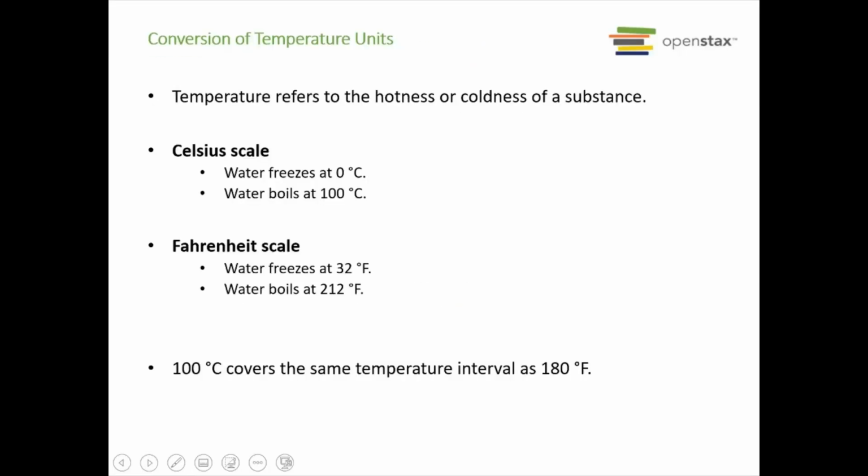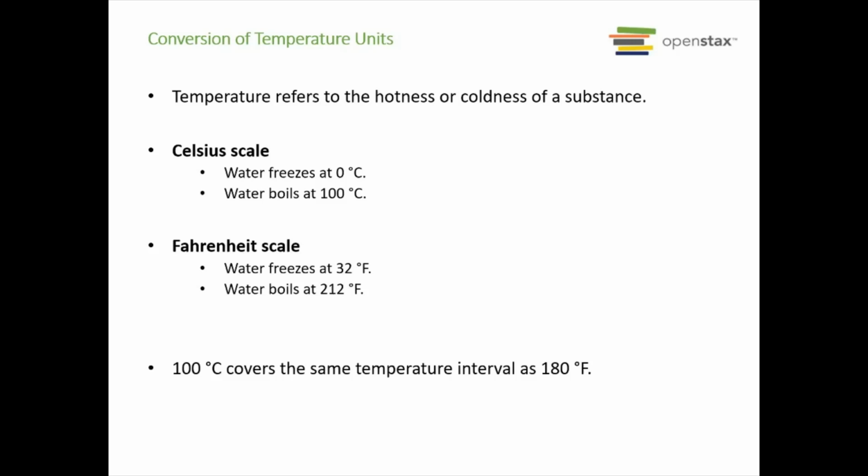Okay. So now let's talk about converting temperature units. So temperature refers to how hot or cold something is. It's a way to measure the amount of heat in something. We use thermometers, usually alcohol thermometers. We don't really use mercury thermometers anymore because they're dangerous. And it can either go up or down depending on the temperature. And if it changes, so will the reading.